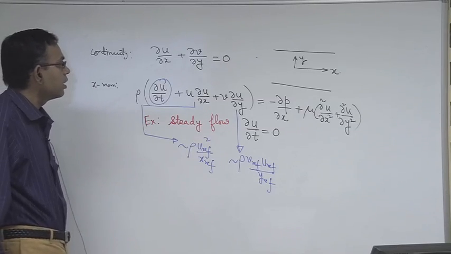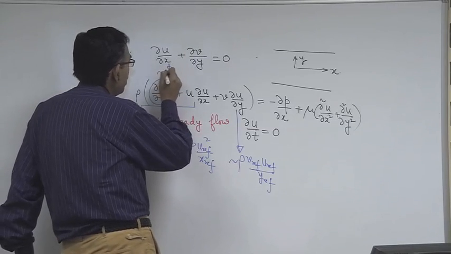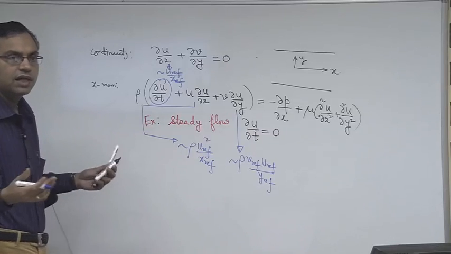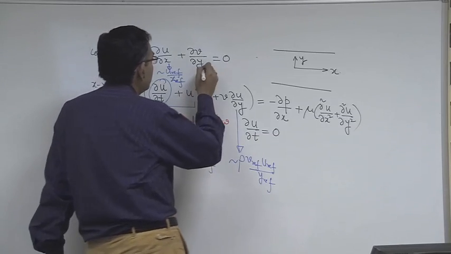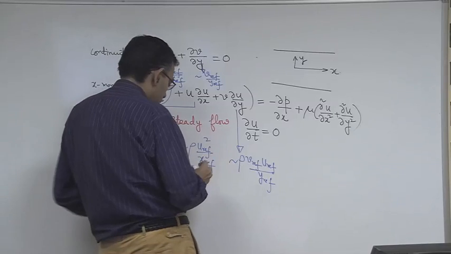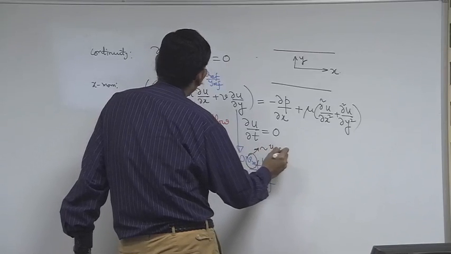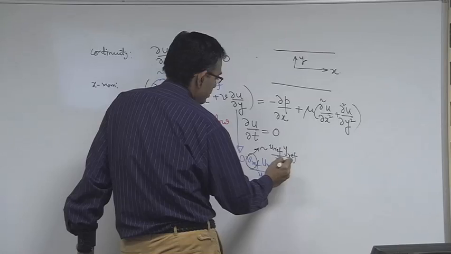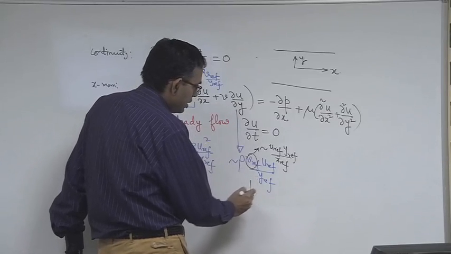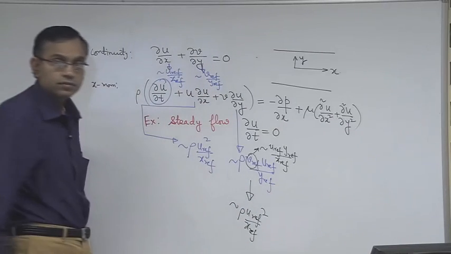Our analysis revealed that this is of the order of U reference by X reference. I am not committing whether X reference is equal to the length of the channel or not, because we discussed that it depends on the physical situation at hand. And this is of the order of V reference by Y reference. So, V reference is of the order of U reference into Y reference by X reference. That means this term is also of the order of rho U reference square by X reference, right.